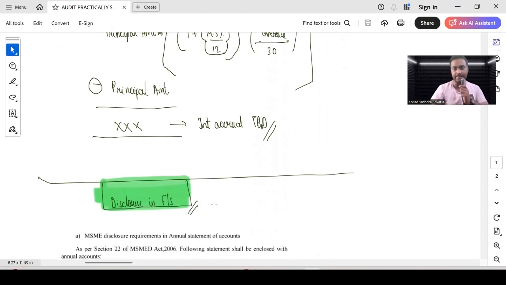Just keep it in mind, guys, the interest should be calculated only in relation to your micro and small vendors. For your medium vendors, there is no interest calculation that is set out in the MSME Act. So this interest calculation needs to be done only for your micro and small vendors. That is why I told you to be vigilant about the classification of micro, small, and medium vendors by the enterprises, guys. I hope that is clear.